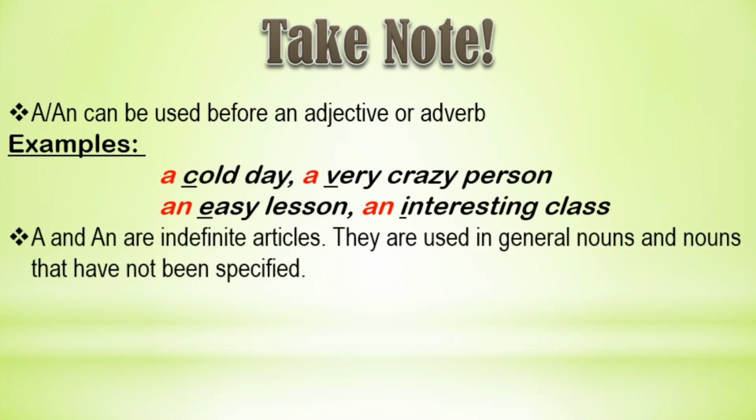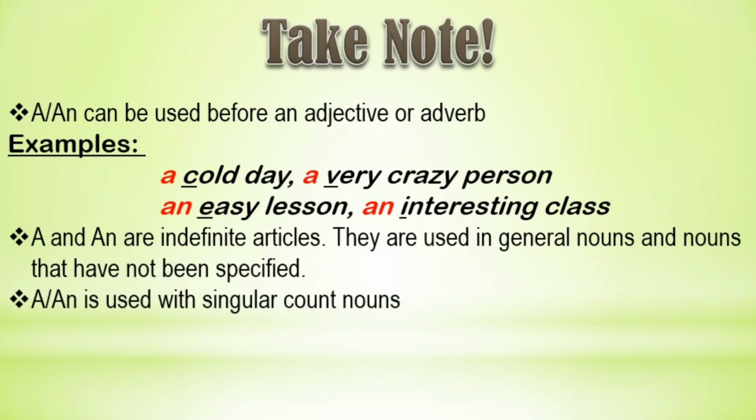Second, A and N are indefinite articles. They are used in general nouns and nouns that have not been specified. Just like I said a while ago, the articles A and N are used before general or common nouns. Third, A and N are used with singular count nouns. When we say singular, it means one. While count nouns, these are nouns that can be counted.